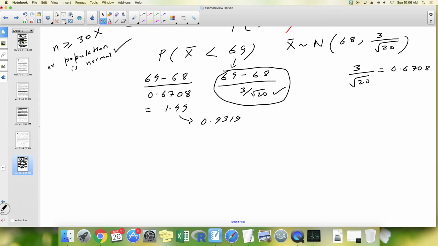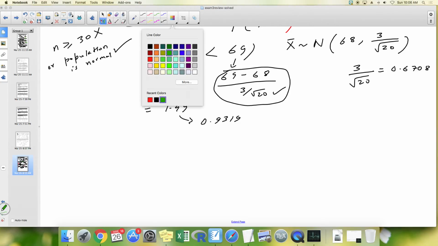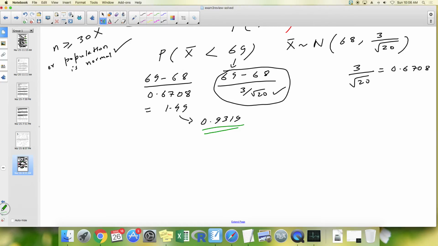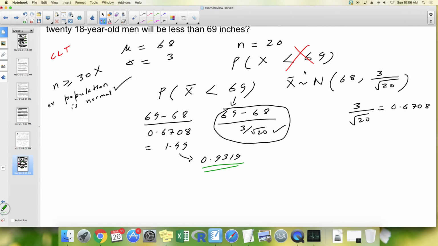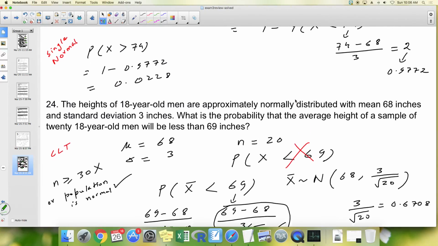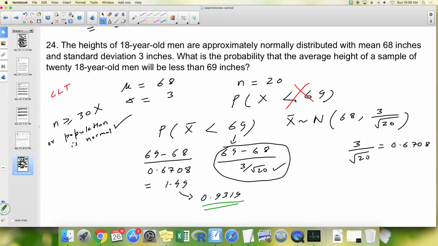That's it, done. So 0.9319 is your answer, and you don't have to do 1 minus or anything because they are asking x bar less than 69. That means area to the left. So you have solved the CLT problem. That's it.